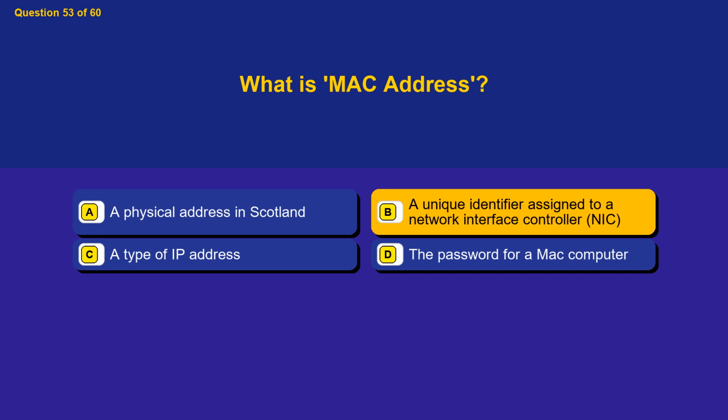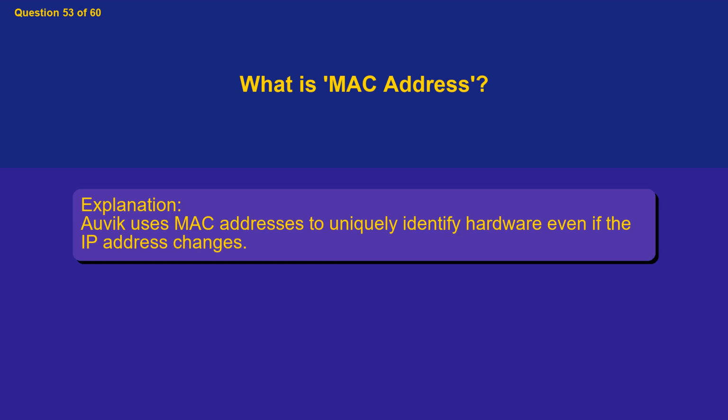The correct answer is option B. A unique identifier assigned to a network interface controller, NIC. Auvik uses MAC addresses to uniquely identify hardware even if the IP address changes.